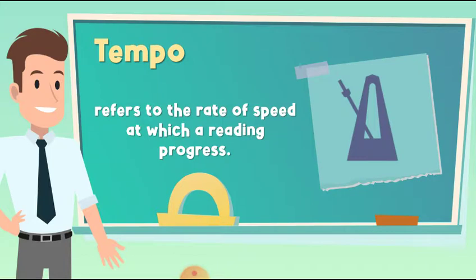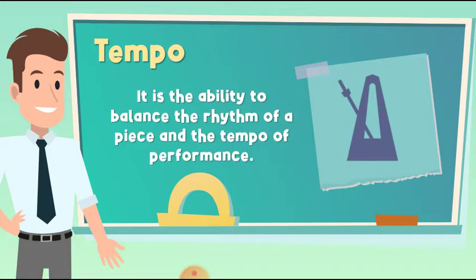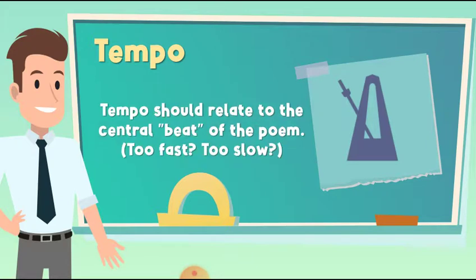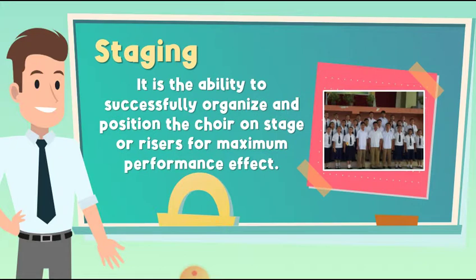Tempo refers to the rate of speed at which a reading progresses. It is the ability to balance the rhythm of a piece and the tempo of performance. Tempo should relate to the central beat of the poem, from fast to slow. Staging. It is the ability to successfully organize and position the choir on stage or risers for maximum performance effect.